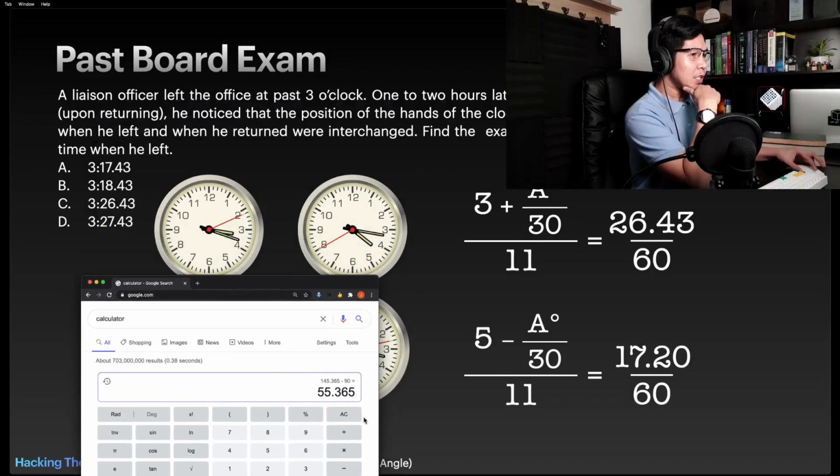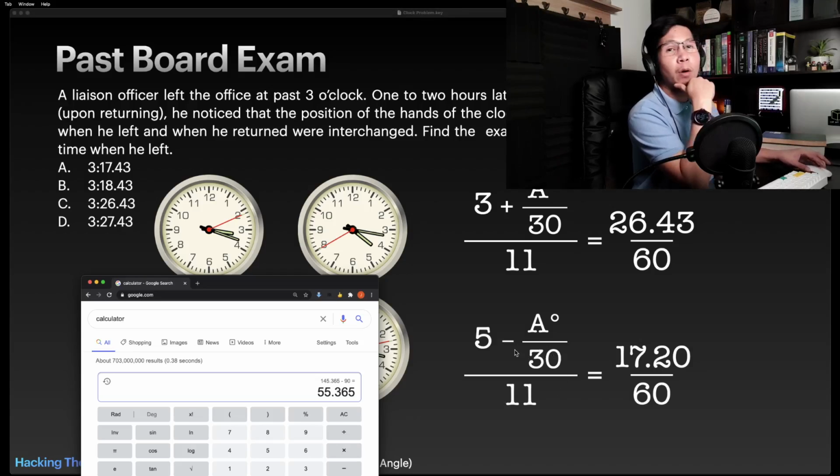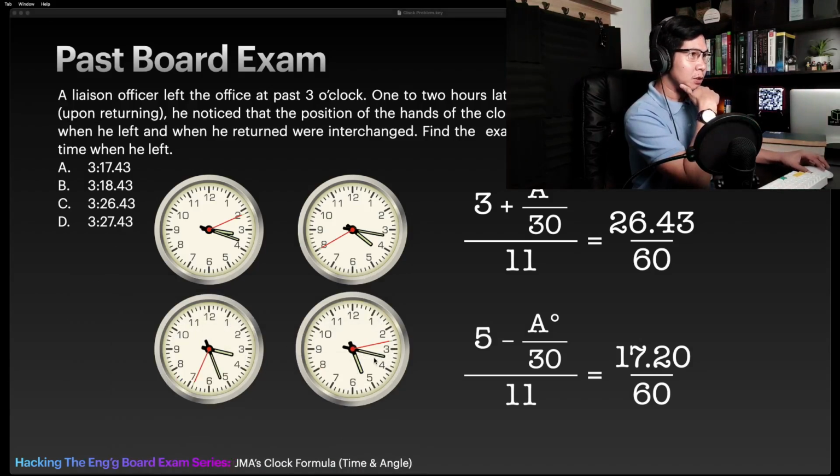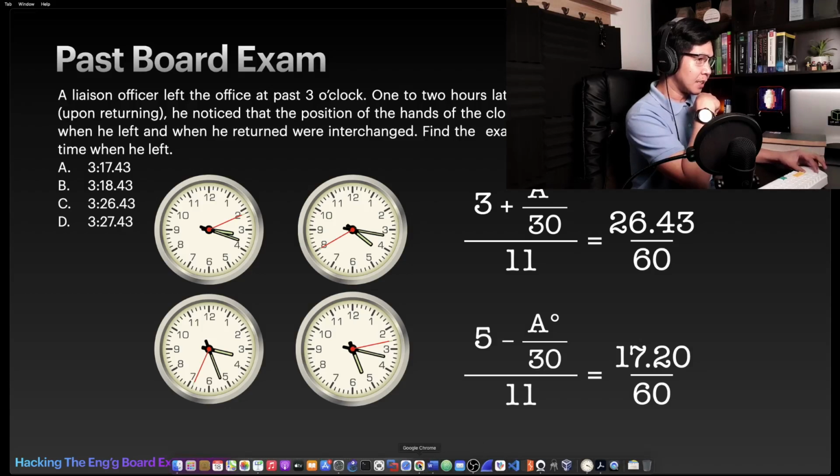Now, subukan natin using the same angle noong 5 o'clock na. Kasi dapat equal yun eh. Equal yung angle noong umalis siya. Ito yon. This angle here at 3:26, letter C is 3:26. Nung pagbalik niya, yung minute hand napunta sa position ng hour hand at yung hour hand napunta sa position ng minute hand. Ito ngayon yon. So this is 5 something. So this is 5 minus yung angle na na-compute natin divided by 30 divided by 11. So, i-check ngayon natin yan.